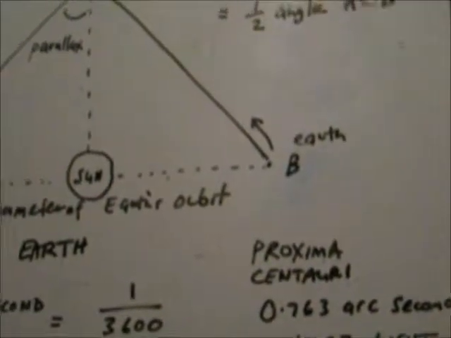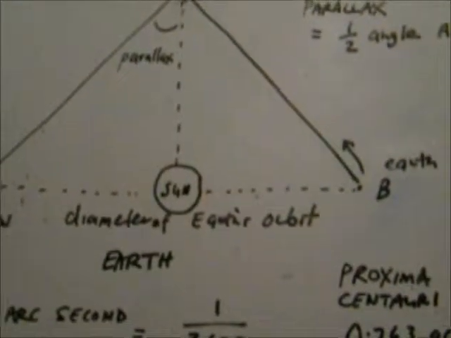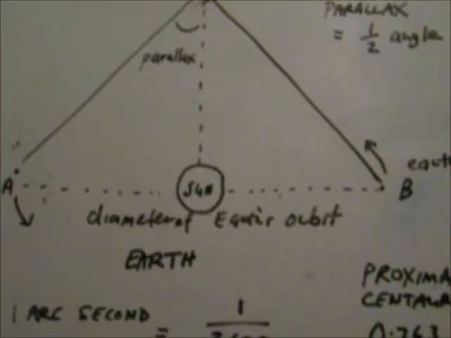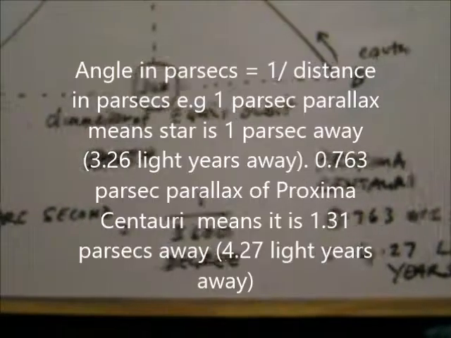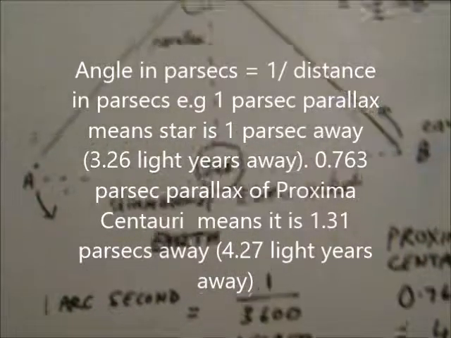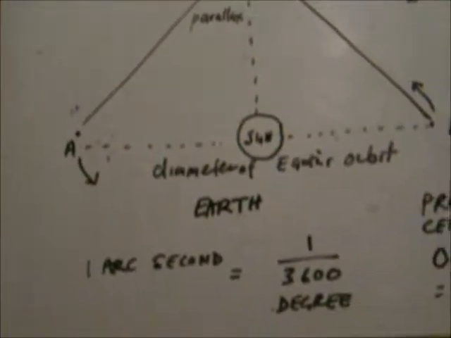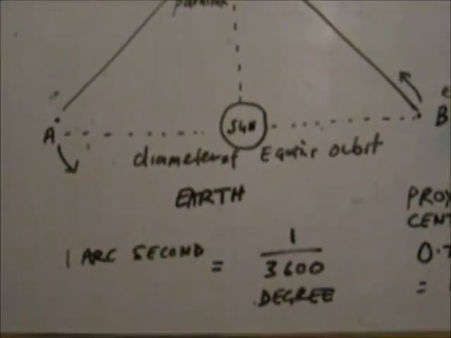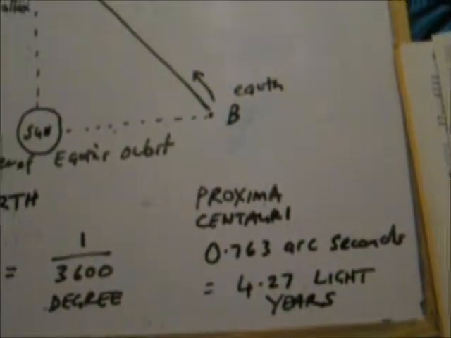Using this method, you can calculate the distances to stars which are about 30 parsecs away. In terms of light years, 1 parsec is 3.26 light years. So that gives you a way of measuring. And you can only measure out to about 30 parsecs from Earth, 1 parsec being the parallax of 1/3600 degree, and the nearest star we have is 0.763 arc seconds.